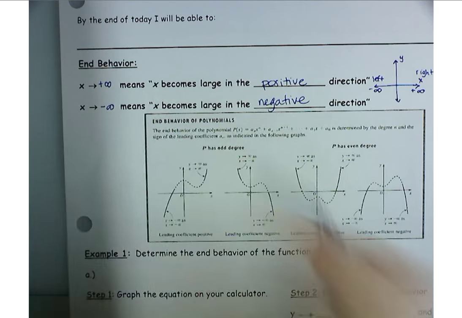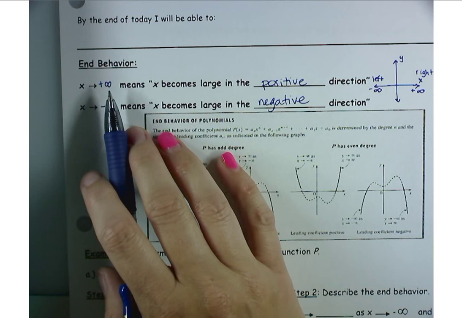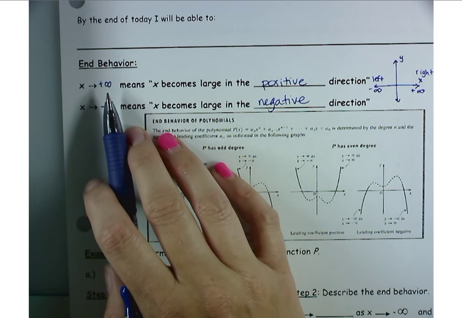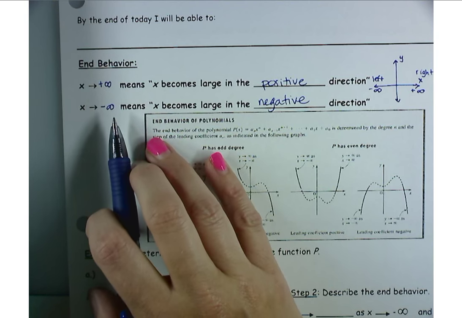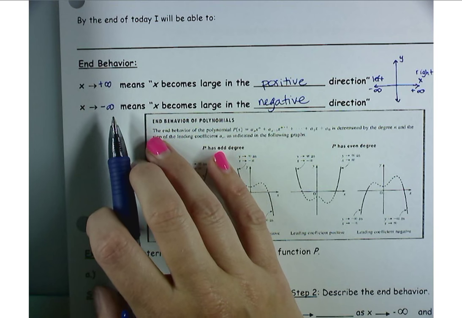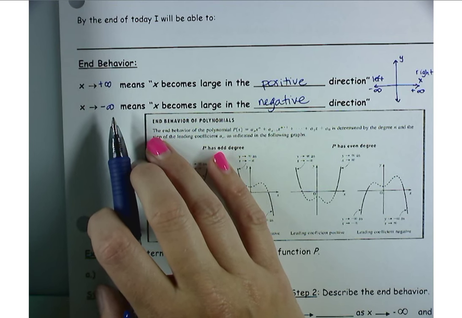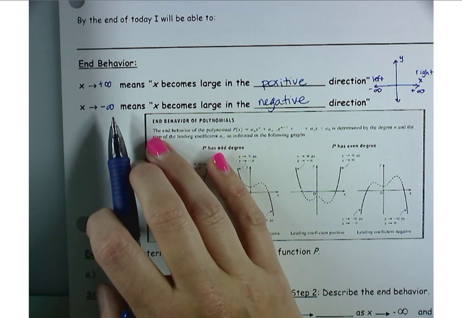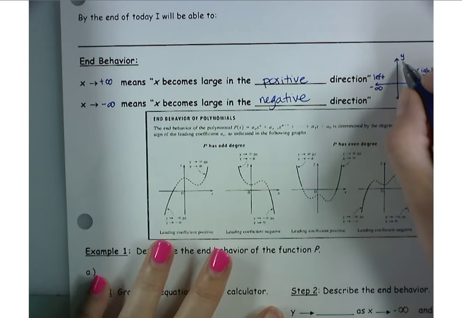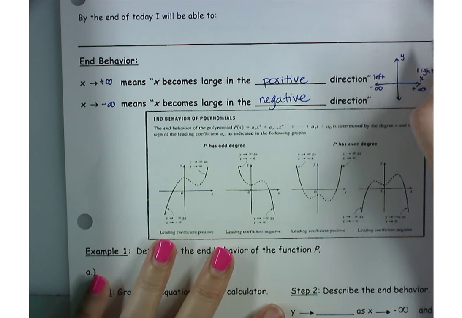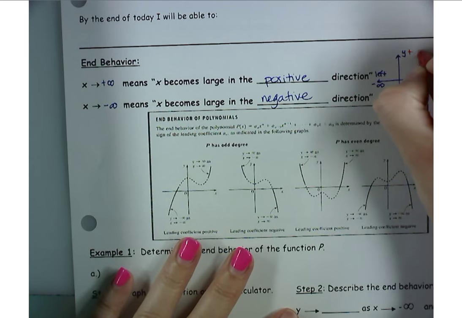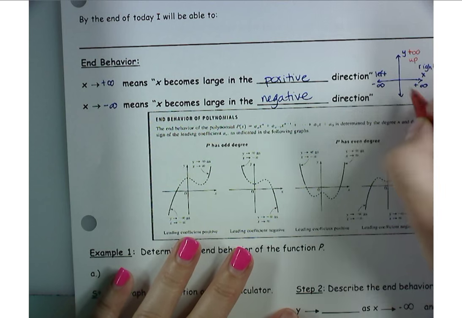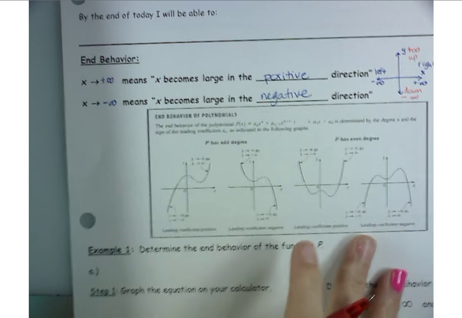So when we're talking about X goes to positive infinity, all we're saying is the right side of the graph. As X goes to negative infinity, that just means the left side of your graph. So every graph is going to have a left and a right side. So you're always going to have X goes to positive infinity and X goes to negative infinity. Then the other part is going to be the Y. As it's going up is when we use positive infinity. And if it's going down, that's when we use negative infinity.